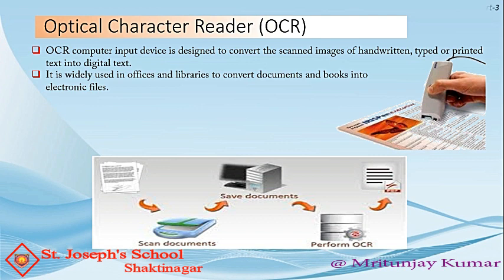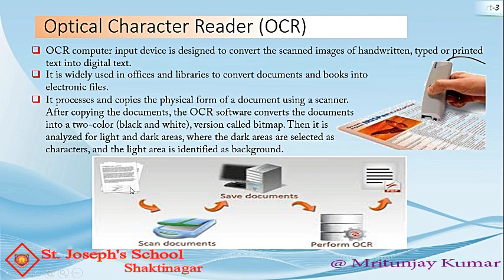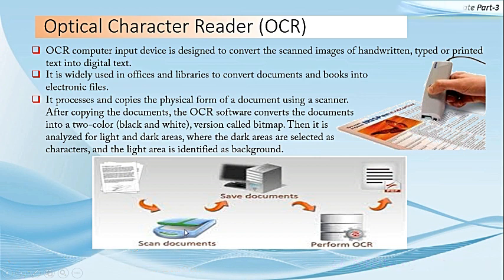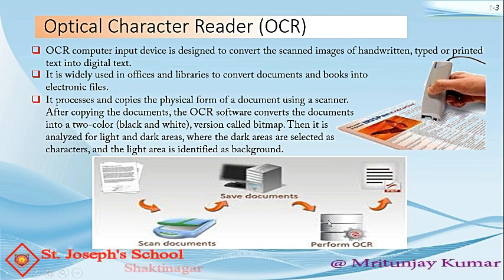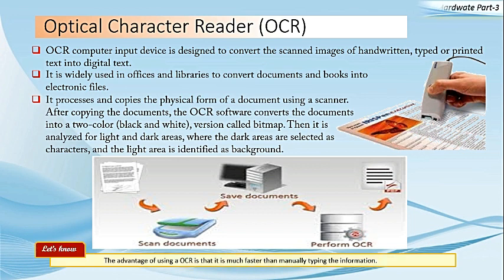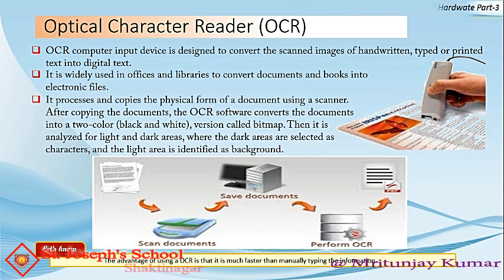And how it works, you can see here in this diagram. It processes and copies the physical form of the document using the scanner, and after copying the document, the OCR software converts the document into a two color or black and white version, that is called the bitmap. And then it analyzes the light and dark areas, where the dark area is selected as the characters and the light area is identified as the background. So the advantage of using OCR is that it is much faster than manually typing the information.